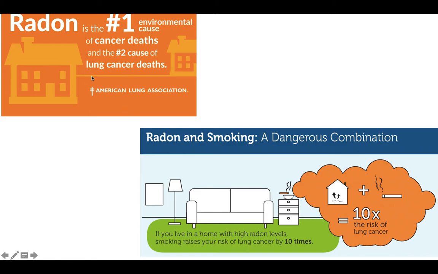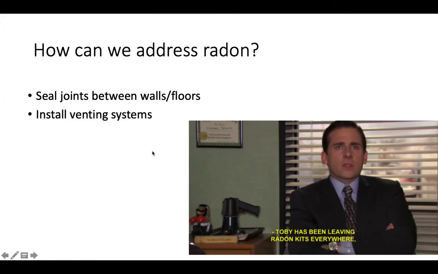Radon, like I said, is the number 2 cause of lung cancer deaths, but it's also the number 1 environmental cause of cancer deaths, as opposed to something like cigarettes. Speaking of cigarettes, if you smoke in your home and you have radon in your home, your chance of getting lung cancer goes up by 10 times. So some serious synergy going on there. It's pretty serious, so you need to get your homes tested. What else can you do besides just getting it tested? You can seal joints and cracks in your foundation or cracks between the walls and the floors and install venting systems to get the radon out of your house and into the air.